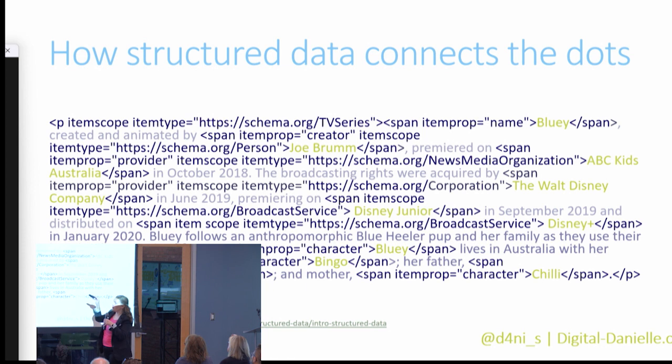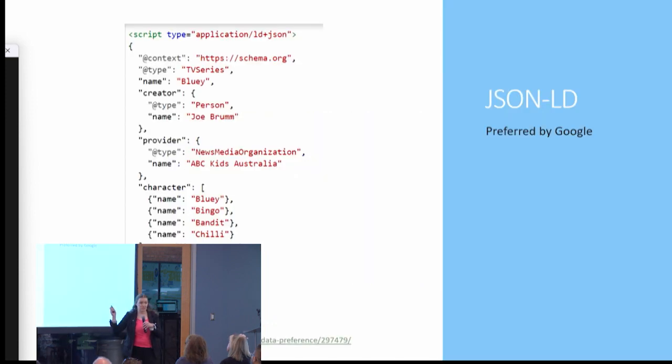But this is all directly embedded in your HTML, right? This is microdata. This is the preferred version, much more human readable, right? JSON-LD, JavaScript Object Notation for Linked Data. The LD, that's linked data, is just another way of saying structured data.